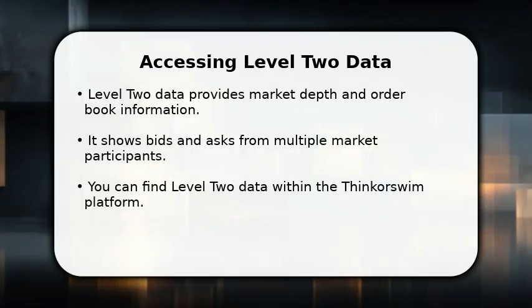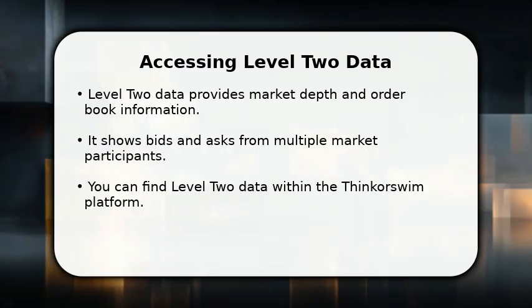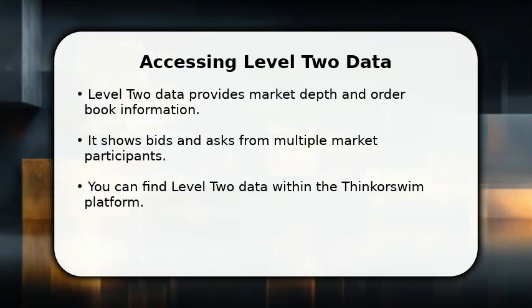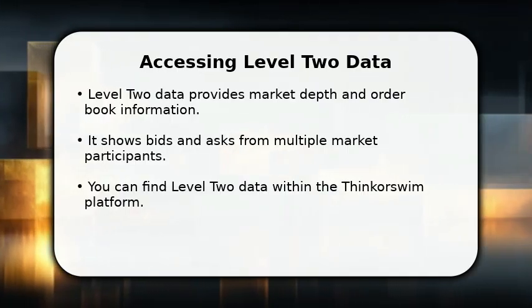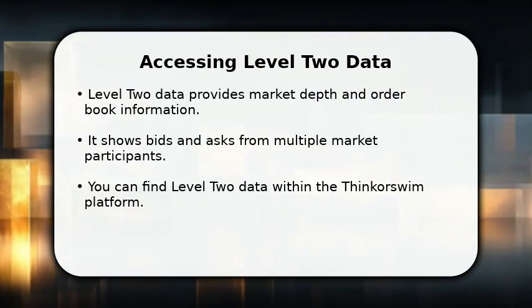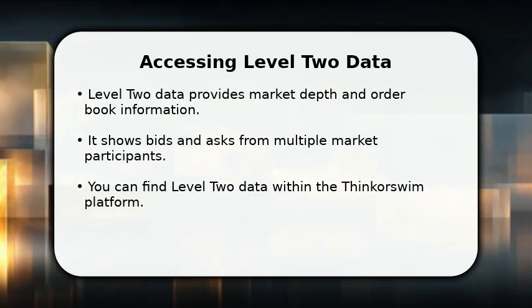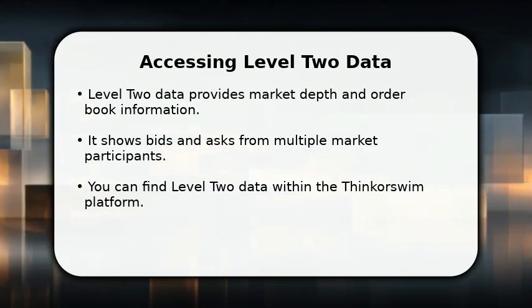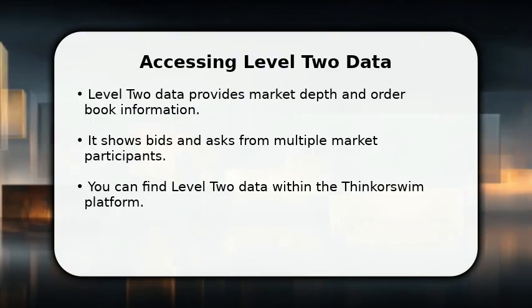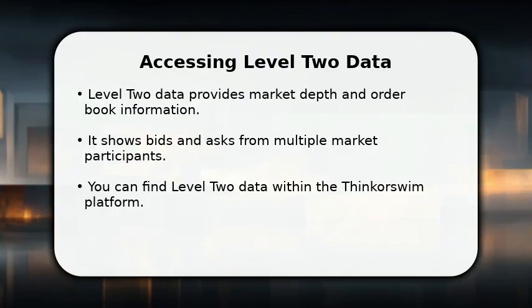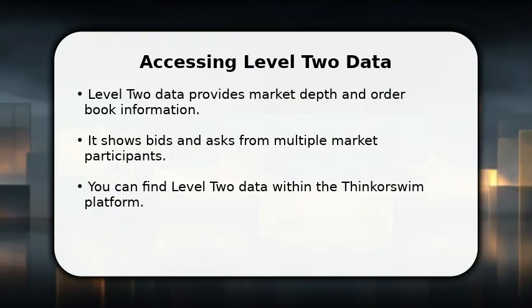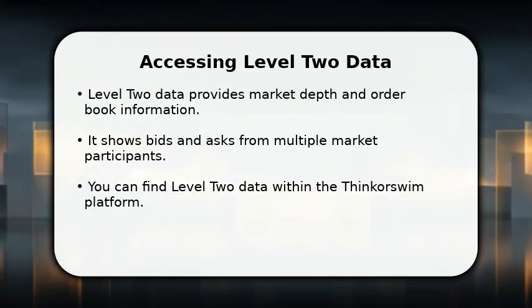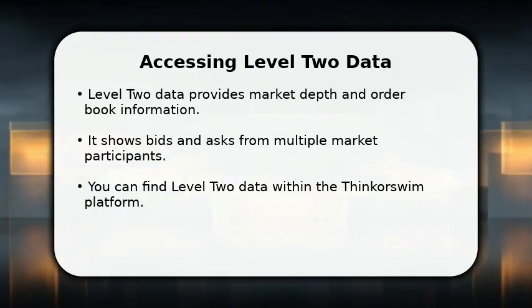In this video, I will explain how to set up Level 2 on Thinkorswim. Level 2 data is crucial for understanding market sentiment and liquidity. It displays the full order book, showing you the bids and asks from various market makers and exchanges. This information helps you make more informed trading decisions by revealing where the buying and selling pressure truly lies, offering a deeper insight into market dynamics.